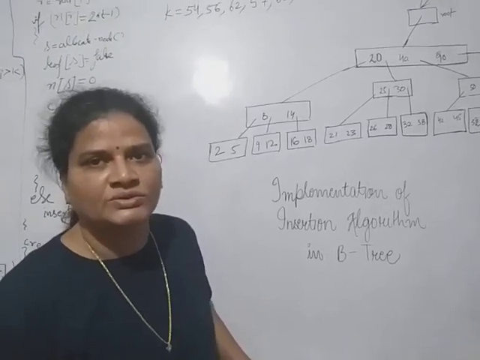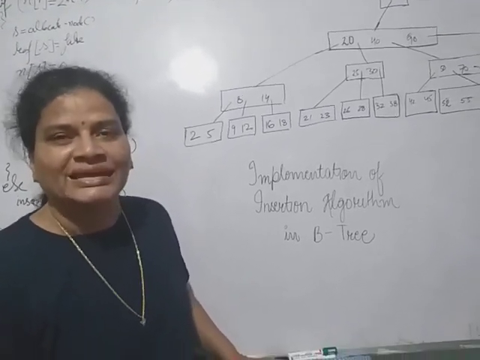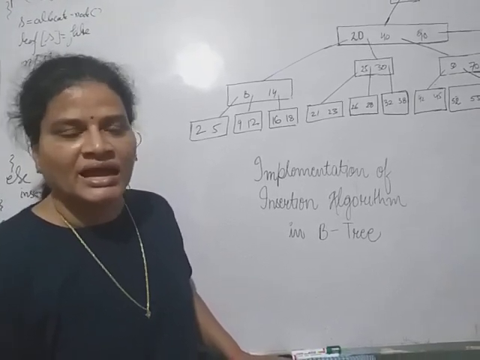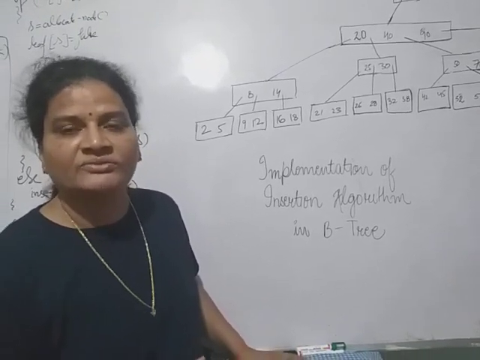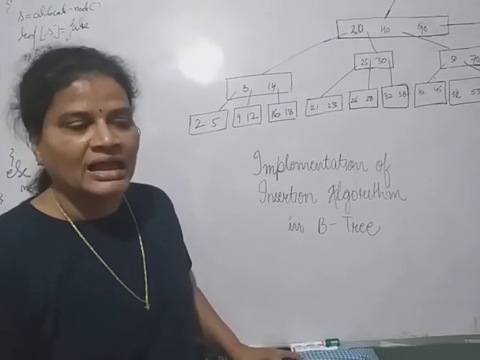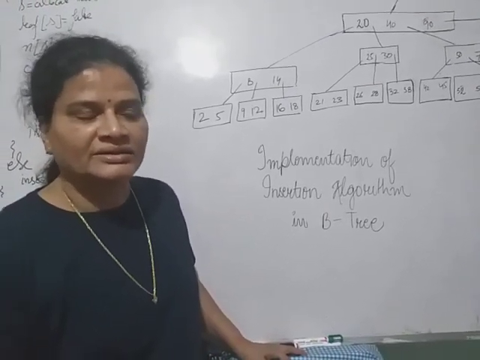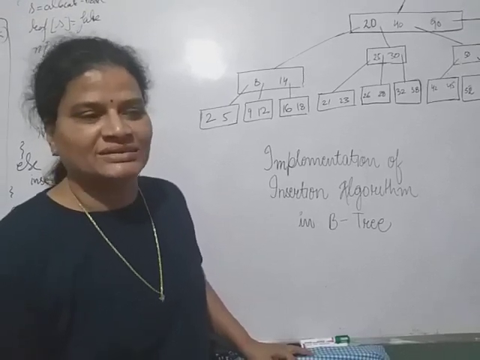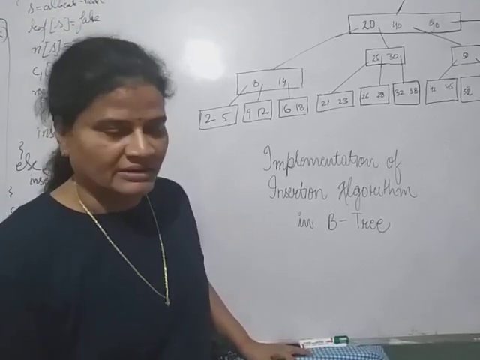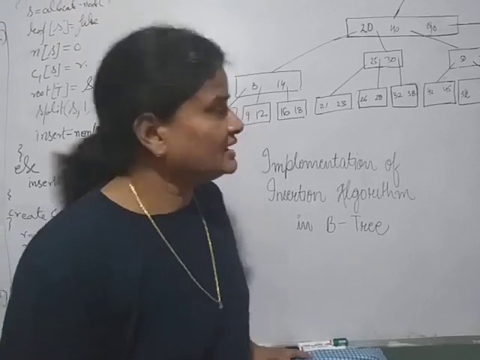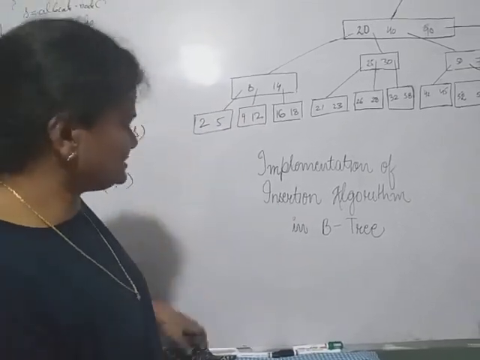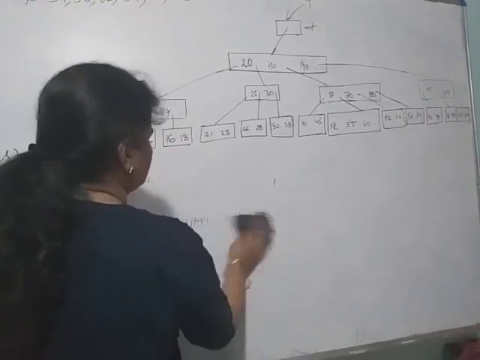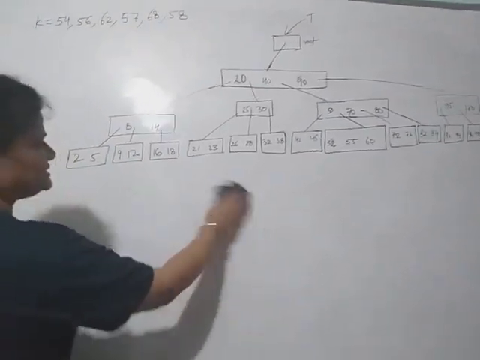In the previous video, I explained the insertion algorithm in B tree, and today I will dry run that algorithm with example data, and also I will give the idea about the implementation of the insertion algorithm in C language. Okay, so first see here this B tree I have taken, that I have already drawn by inserting some data.